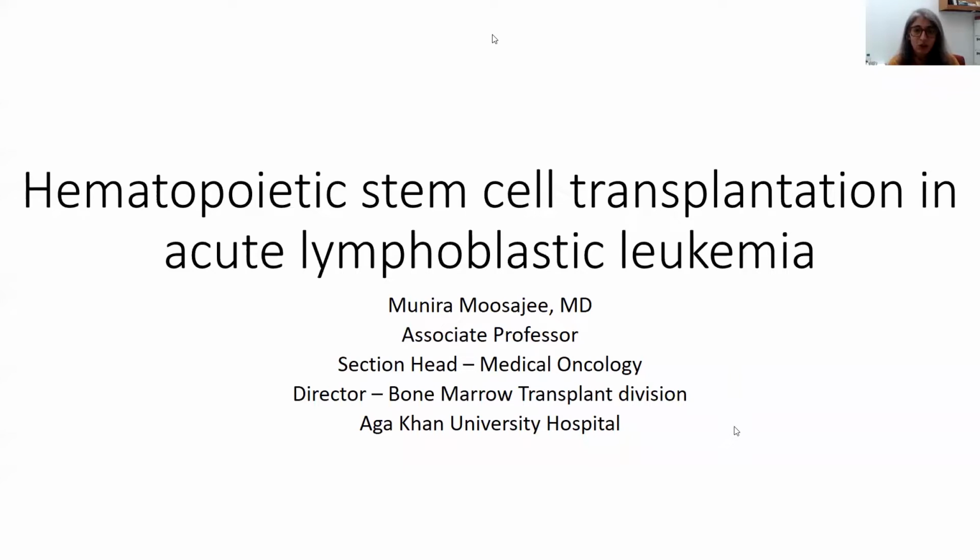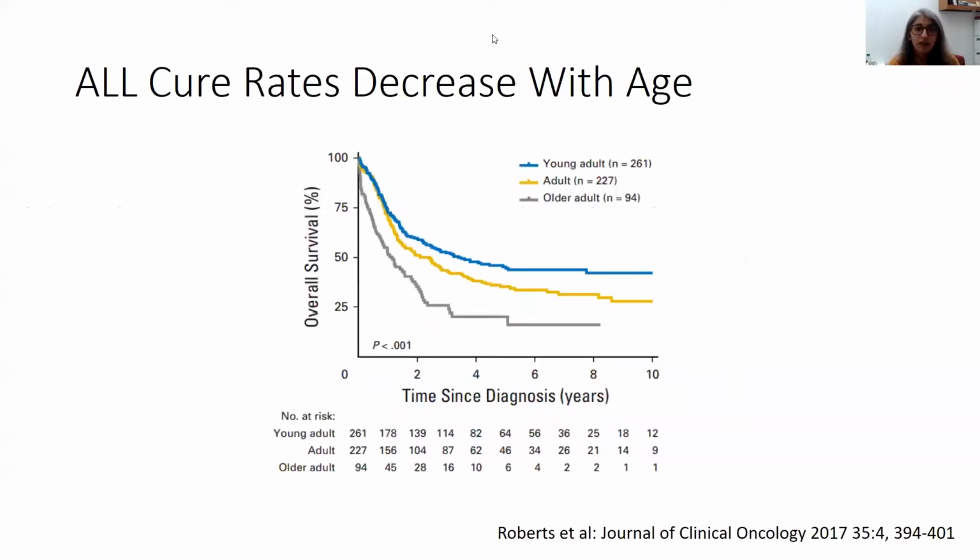So for the next about 25 minutes or so, I'm going to be delving into this daunting topic of the role of hematopoietic stem cell transplant in acute lymphoblastic leukemia. So we all do know that ALL cure rates decrease with age, and this is a very well-proven fact. Children benefit from an almost 90% overall survival, with the overall survival decreasing significantly over the years. Patients who are more than 50 years of age have a survival of about 20 to 30%.